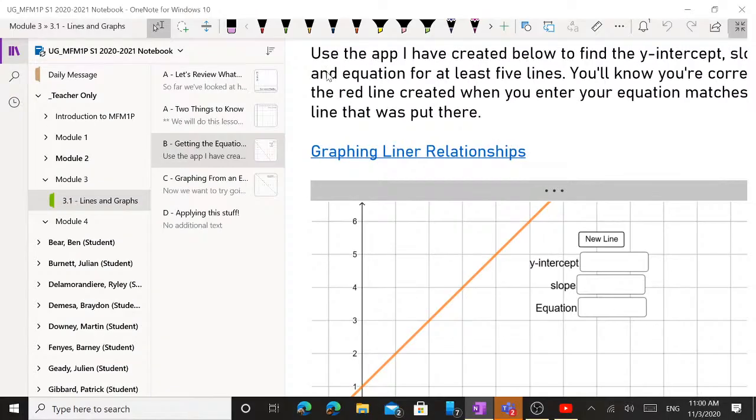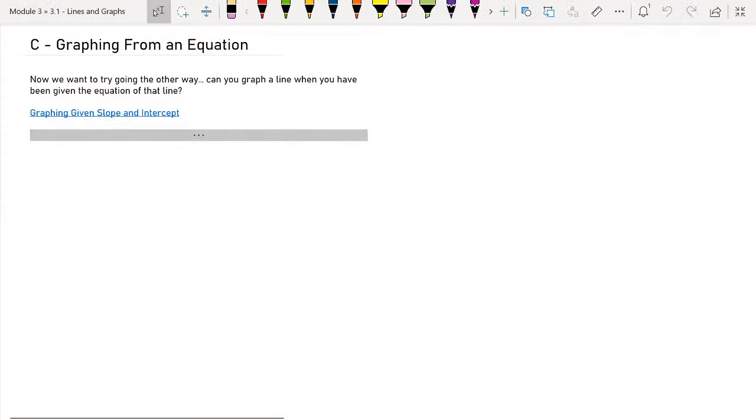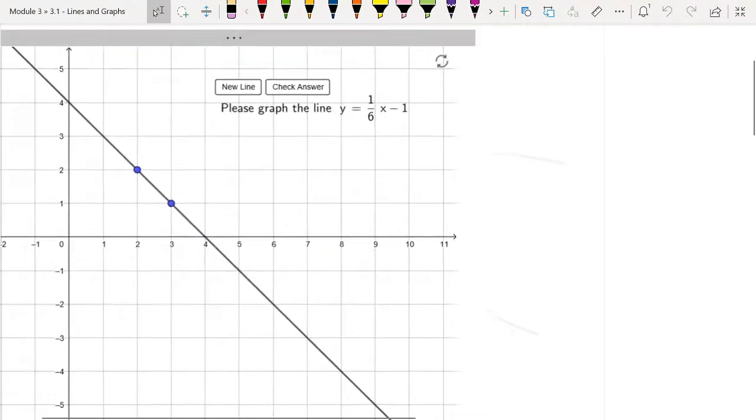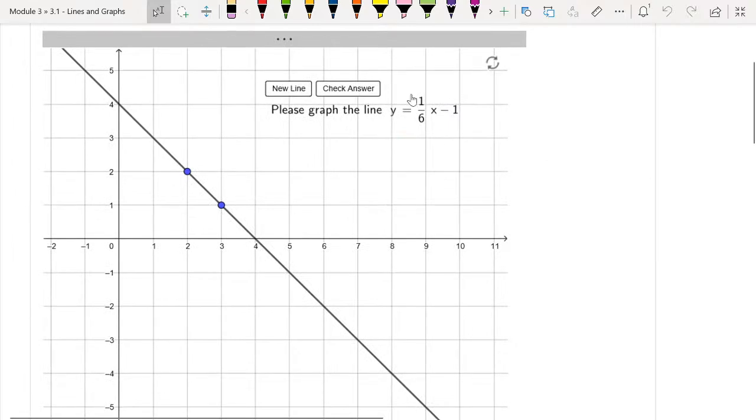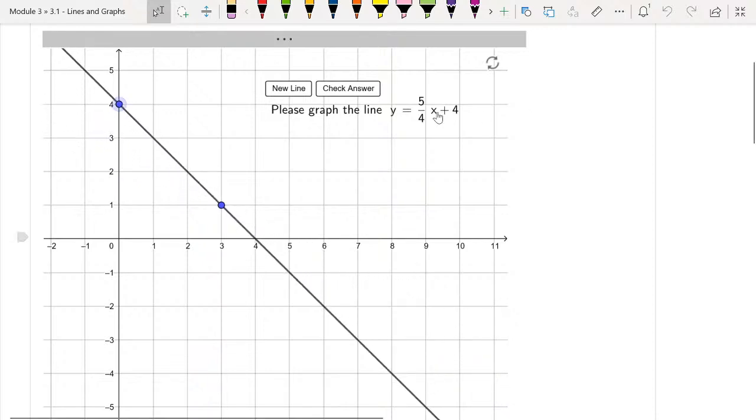I'll make it visible. And then this one here goes the opposite way. If that one gives you the line and says, make me the equation, this one gives you the equation and says, make me the line. No problem. Same thing. With this equation, let's do this one. This is a good one. Where should I start if this is my equation? Yeah. Nice. So I'm going to take this and I'm going to put it at 4. Does that make sense?